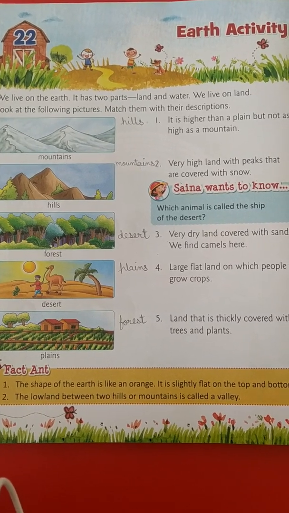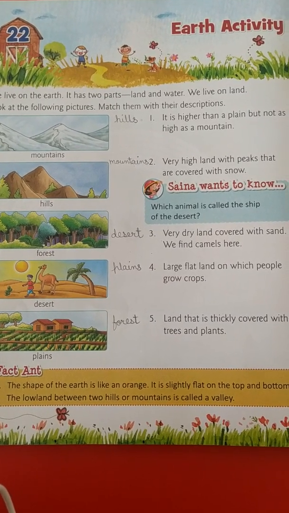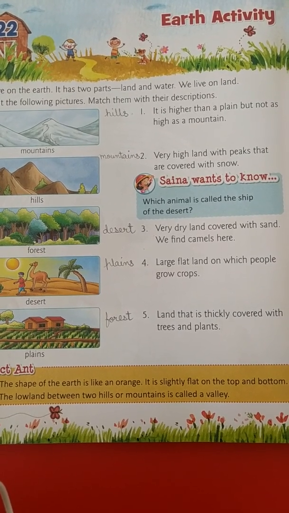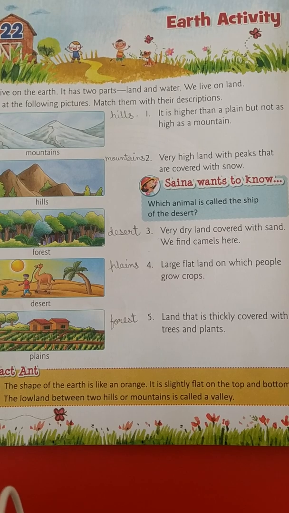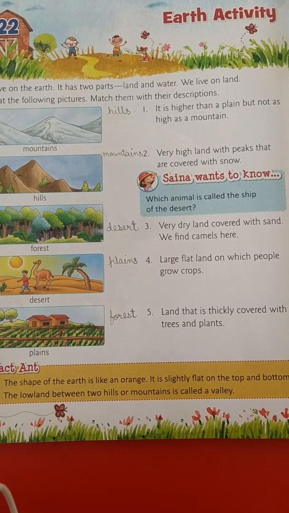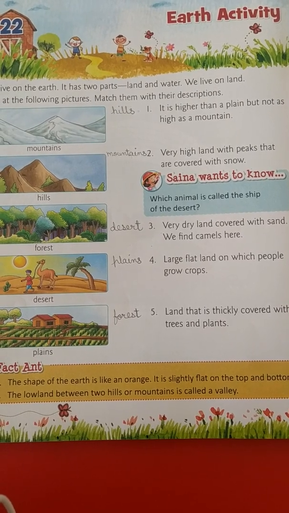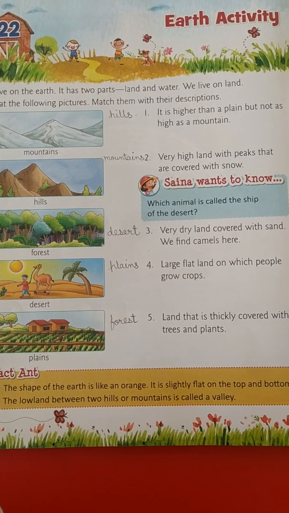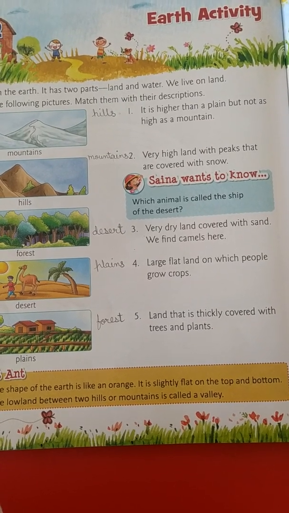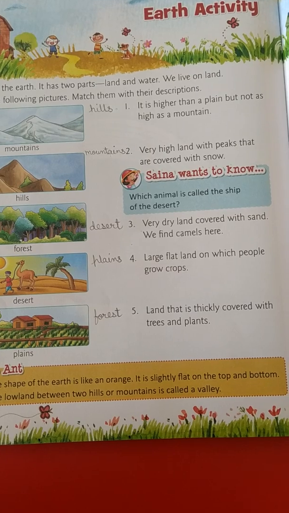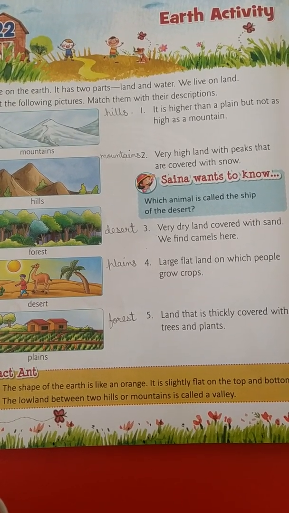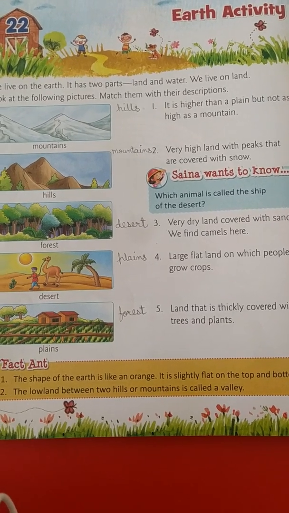But please pay attention to the reading part also. The first point says, it is higher than a plain but not as high as a mountain. They are clearly telling you in this statement that it is higher, but not as high as a mountain. Okay, we get it. So what are these? These are hills.